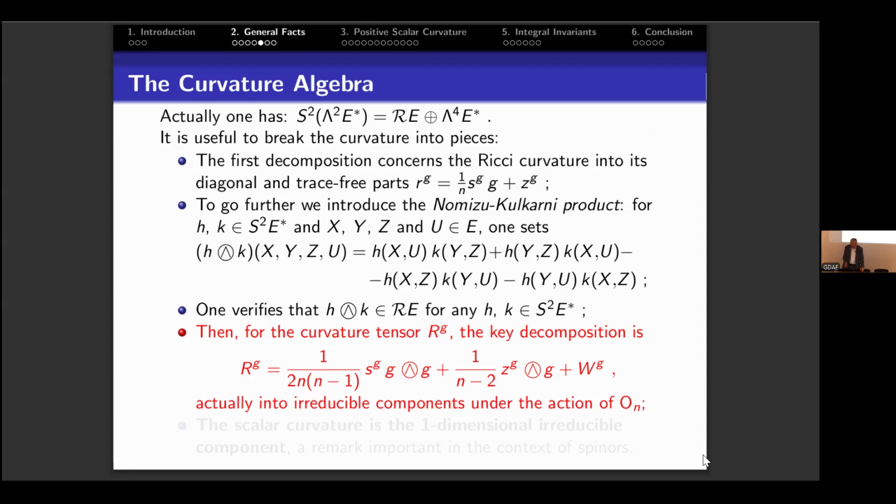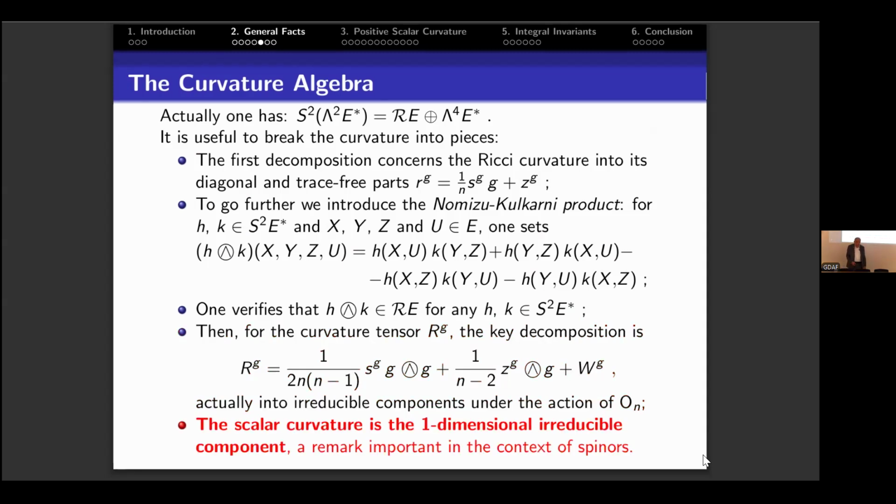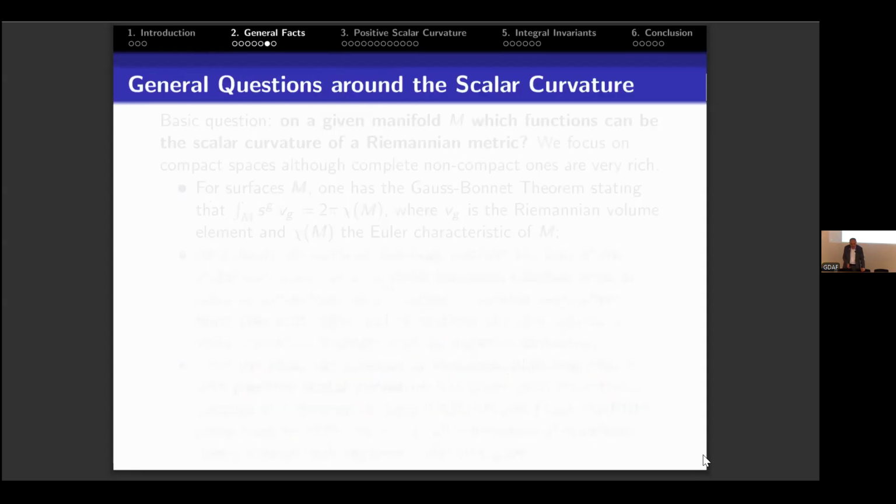And you see that the scalar curvature is just, in this decomposition, the piece which appears as the one-dimensional irreducible component. So in a sense, it looks like it's a very minor part of the curvature, because it's just the most trivial part you can imagine. So this is what I wanted to say on the scalar curvature.